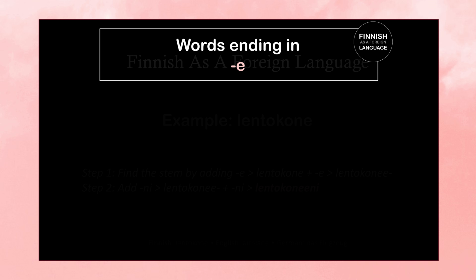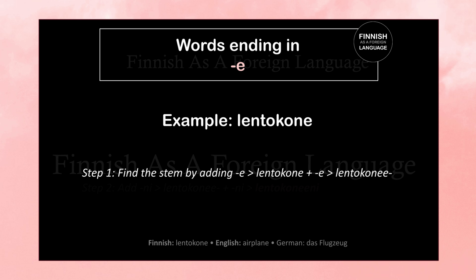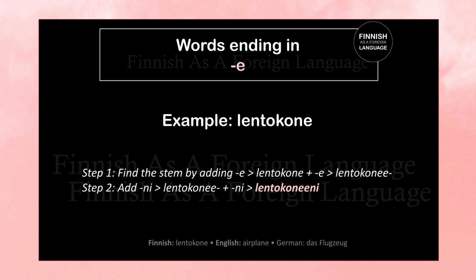We carry on with rule number 2, words ending in the English vowel e. For example, lentokone means airplane. So in the first step, again, we have to find the stem, which we receive by adding an extra e to the word. So that means we have lentokone plus e, and we get lentokonee. This is our stem. Then in the second step, we have to add ni to the stem, which means we have lentokonee plus ni, and we get lentokoneeni, which means my airplane.